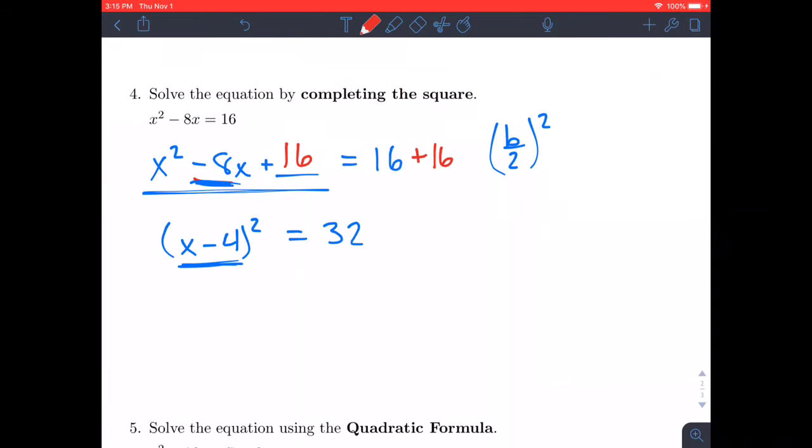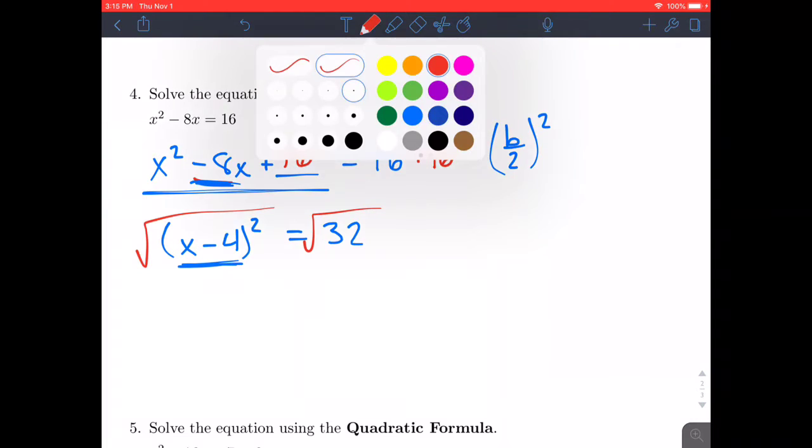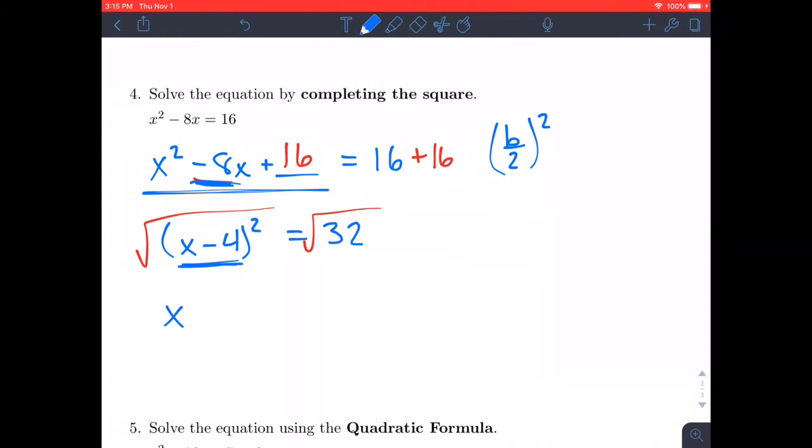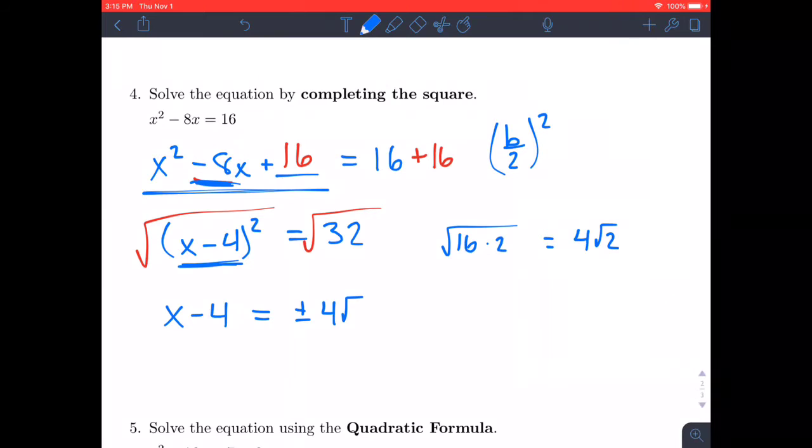So then we finish this by taking square roots. So we take the square root on both sides. The square root of x minus 4 squared is going to be just x minus 4, plus or minus the square root of 32, which we can simplify. 32 is 16 times 2, so that's going to be a 4 square root 2. So plus or minus 4 square root 2. Add 4 to both sides, and x is going to be 4 plus or minus 4 square root 2.